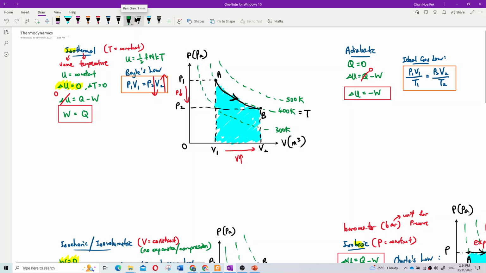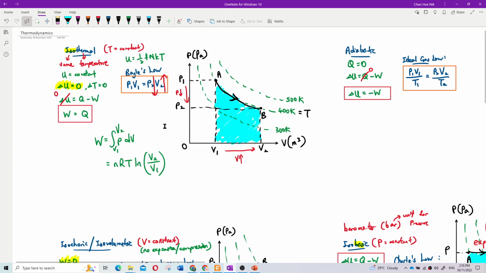So work done is also the integral of PdV from V1 to V2. And what's the magic formula we got? The formula is nRT ln V2 over V1. This is the formula, nRT ln V2 over V1, or V final over V initial. Understand?